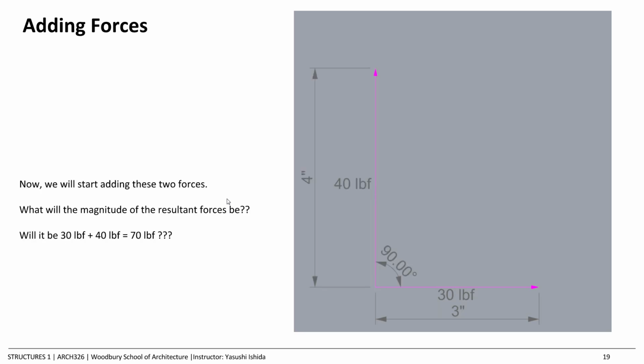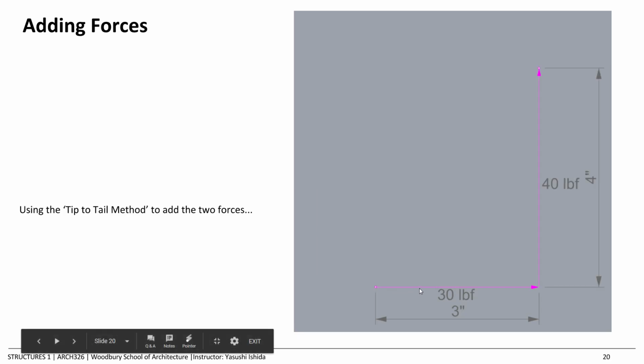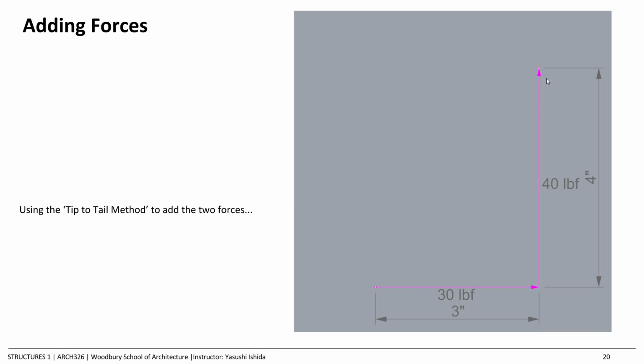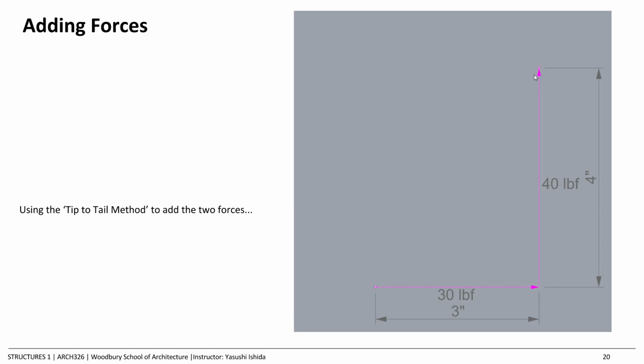We're going to use the tip-to-tail method. In this case, we're going to start here, go 30 to the right, 40 above. And you might remember this Pythagorean triangle. Anyone want to guess what the magnitude of the resultant force would be? 50. 50, yes, because 3, 4, 5, right? 3 squared is 9, 4 squared is 16, 9 plus 16 is 25, root of 25 is 5.